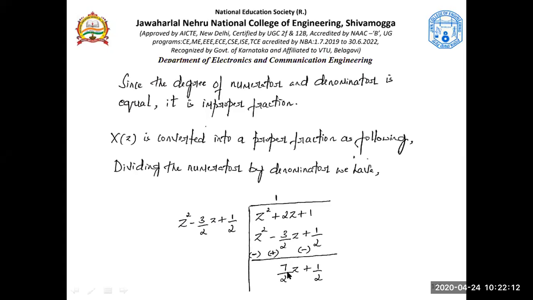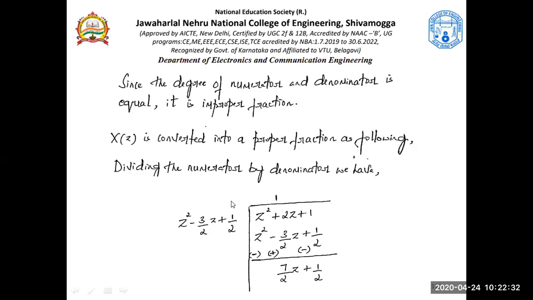Okay. And you'll be left with 7 by 2z plus half. So here we can stop now. Why can we stop here in just one step? In the previous step it was not that; we had to go one step further. But here we are stopping because this is your numerator term. The numerator has power 1 and the denominator term has power 2.